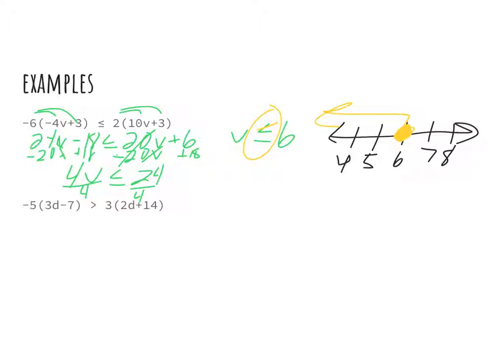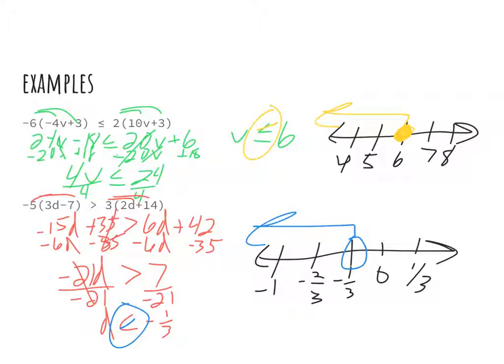Go ahead and pause the video, solve this second one, and hit play and see how you did. Okay, so distributing, I get negative 15d plus 35 is greater than 6d plus 42. Subtract 6d from both sides and 35 from both sides, and we get negative 21d is greater than 7.